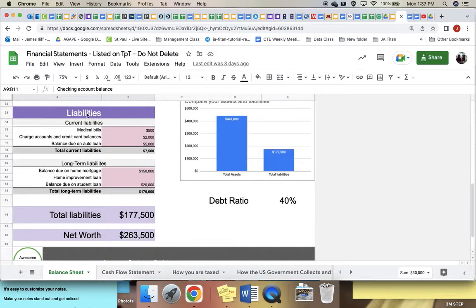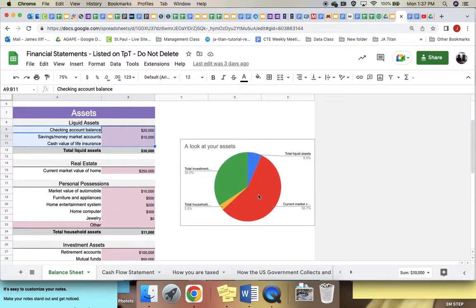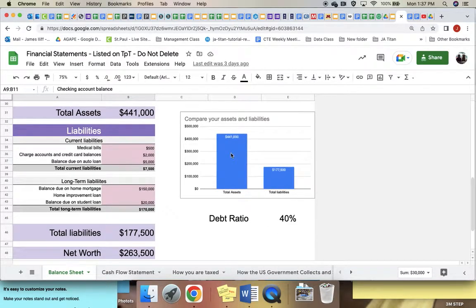Then we get into liabilities. We have current and non-current liabilities, or long-term liabilities, and so you can see how that all builds out. And then we get down to their net worth. So in this case, 263,000 of net worth, and we got this all built out with some graphics here to show how your assets look and how your assets to debt look and your debt ratio. So pretty interesting. That's the balance sheet.